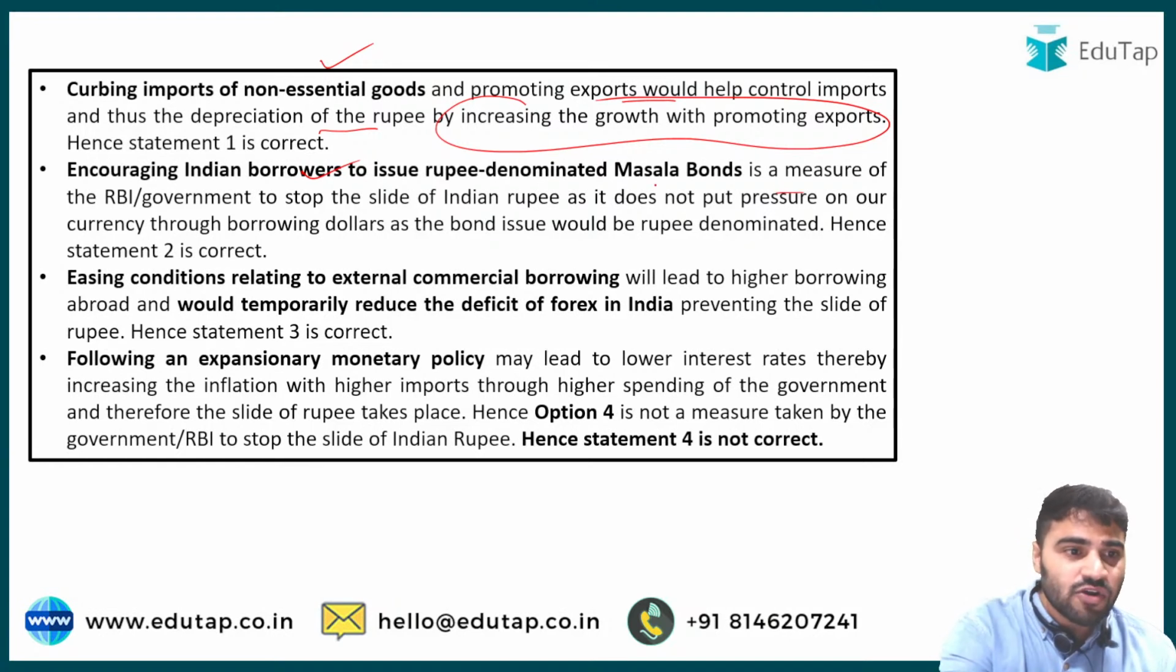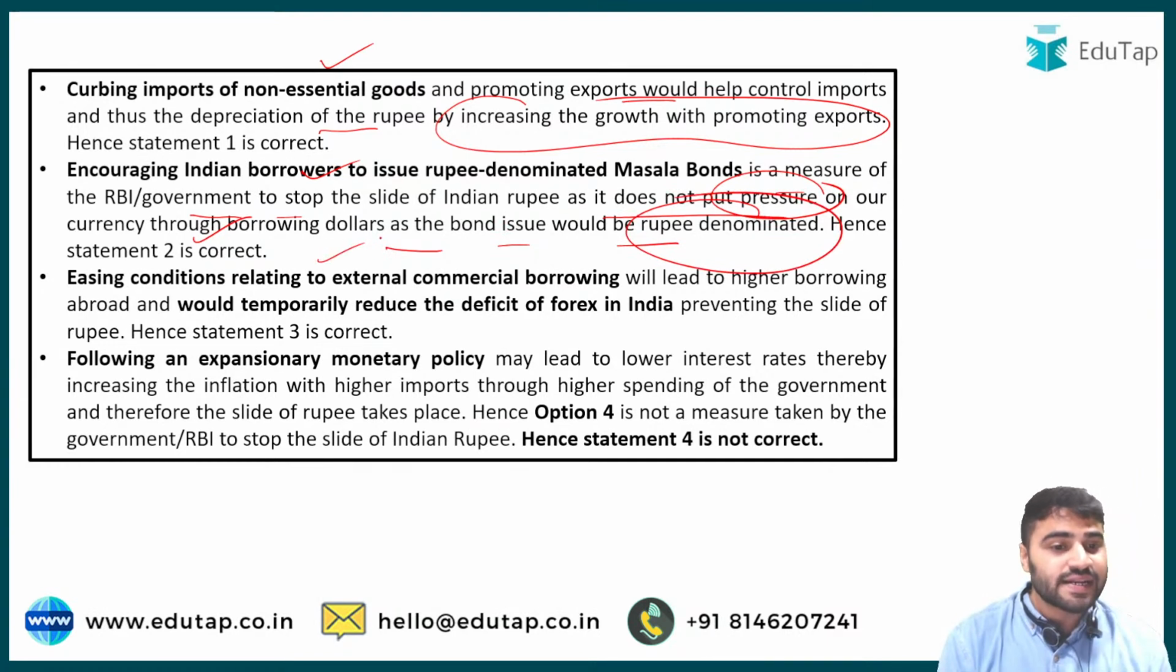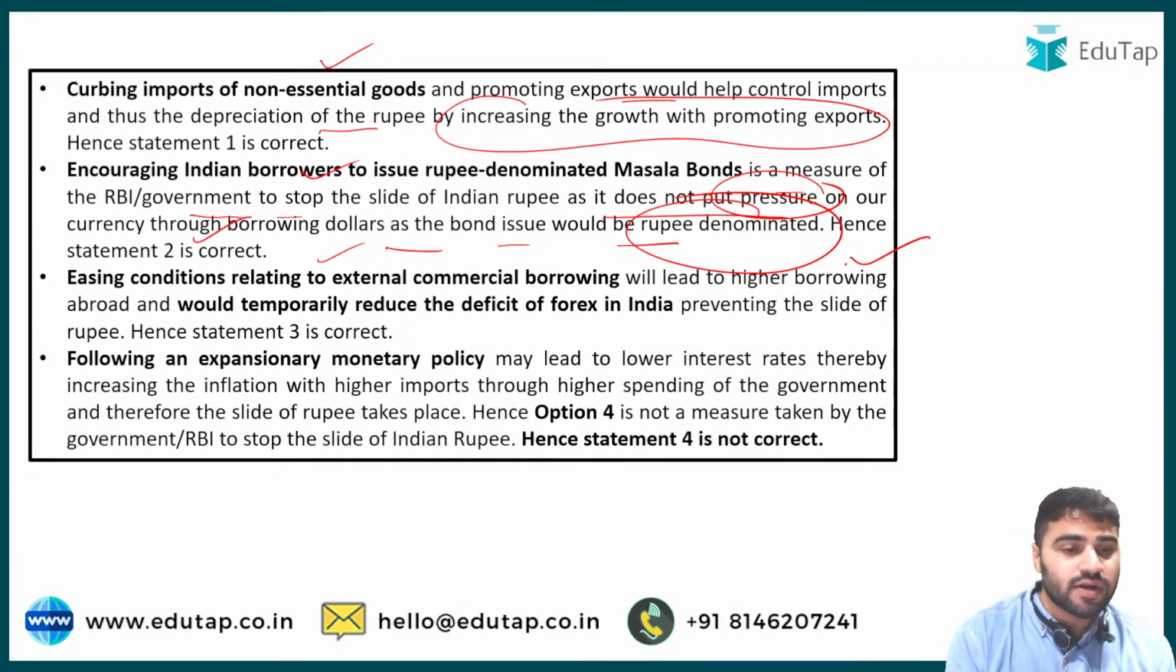That it is a measure of the RBI and government to stop the slide of the Indian rupee, as it does not put pressure on our currency through borrowing dollars, since the bond issue would be rupee denominated, right? So this is the way. Next is easing conditions relating to external commercial borrowings. This will lead to higher borrowing abroad and would temporarily reduce the deficit of forex in India.